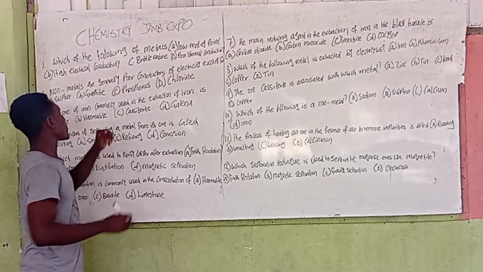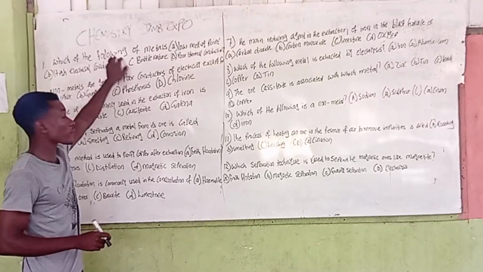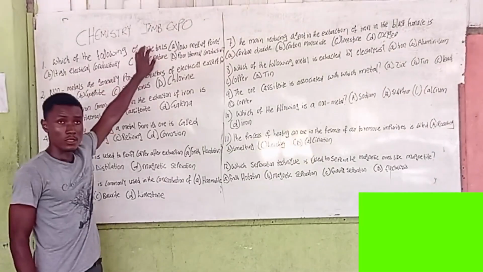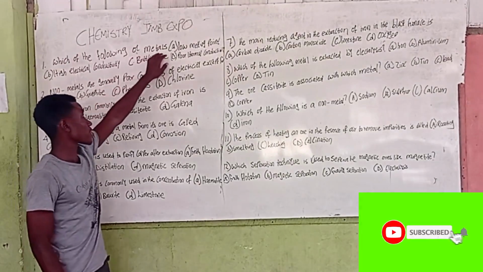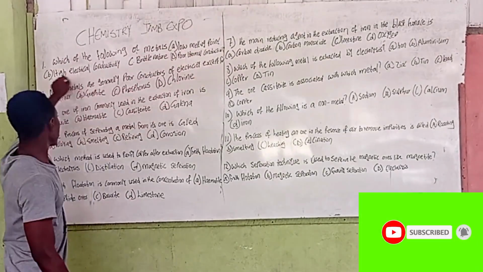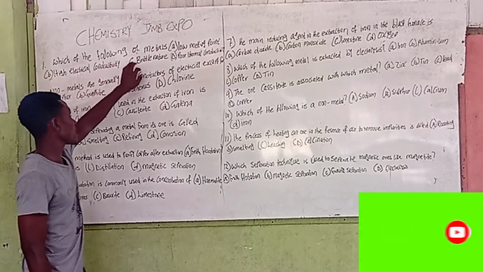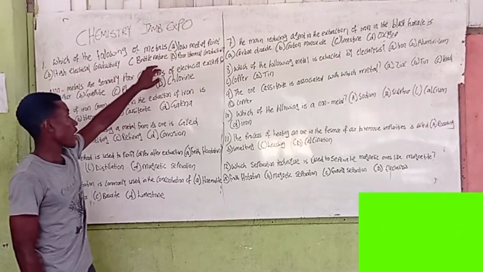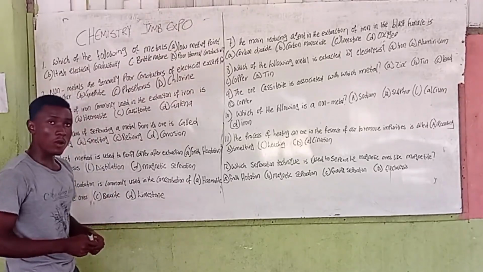So number 1 we have here on the board: which of the following is a property of metals? A. Low melting point. B. High electrical conductivity. C. Brittle nature. And D. Poor thermal conductivity.